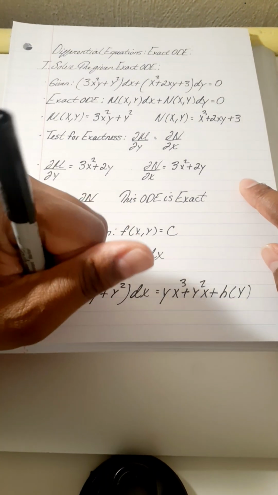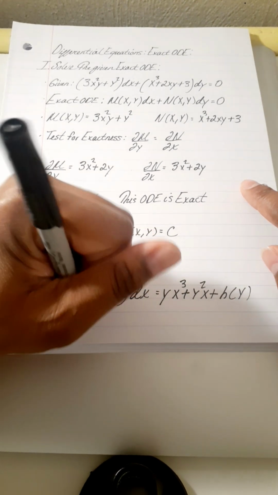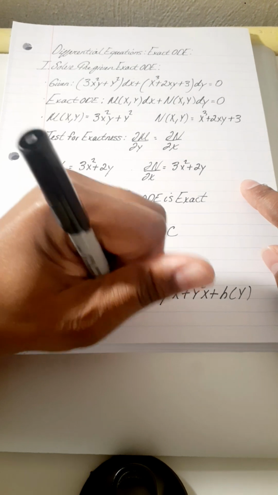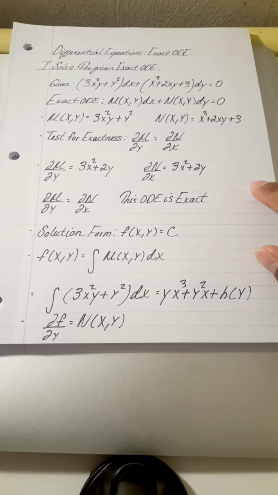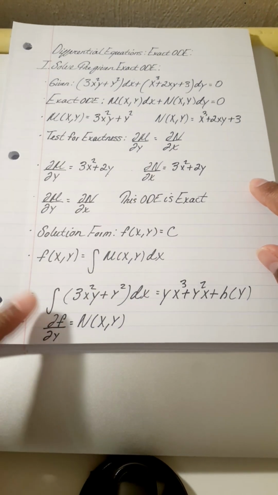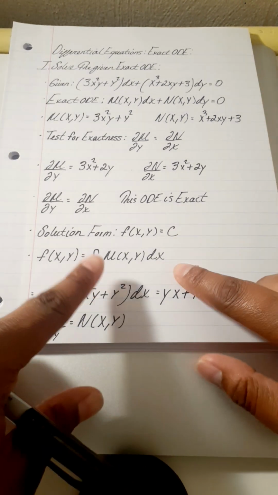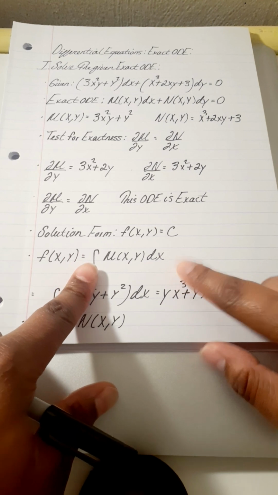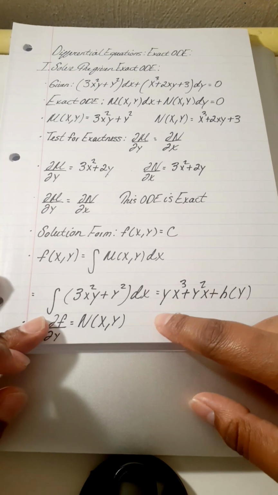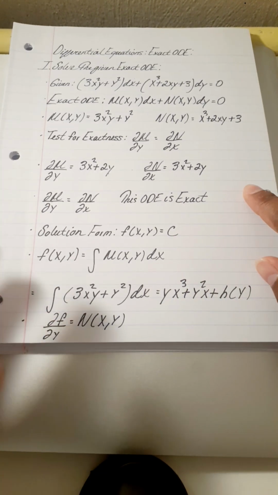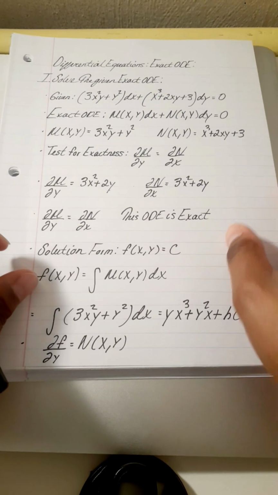Now what we need to do is set the partial of f with respect to y equal to n of x comma y. Here you notice that I integrated m of x comma y with respect to x, which means that when I take my partial derivatives of f of x comma y, I'm going to be taking it with respect to y. For example, if I chose to integrate n of x comma y with respect to y, that would give me my f of x comma y, and I would have to partially differentiate with respect to the other variable. In that case it would be x if we had integrated n of x comma y first.